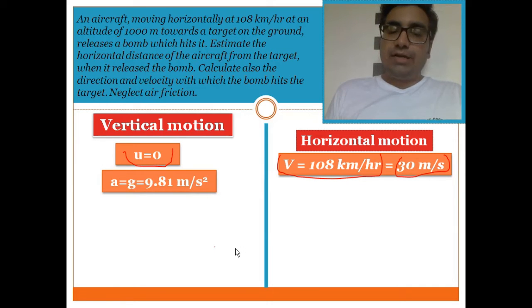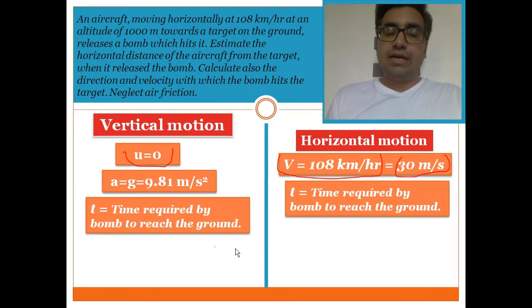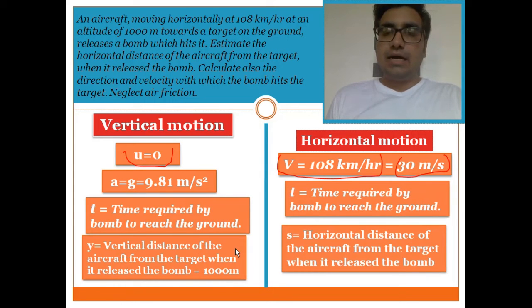Remember that vertical motion is an example of motion under gravity, under the constant acceleration of 9.81 meter per second square. Is that okay? Let t be the time required by the bomb to hit the target, and the vertical displacement, the vertical height, was given as 1000 meter. So the vertical displacement y is 1000 meter, and we are supposed to determine the range first. We will consider the range as s.